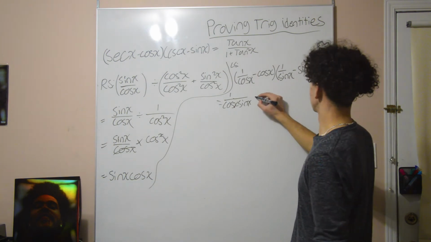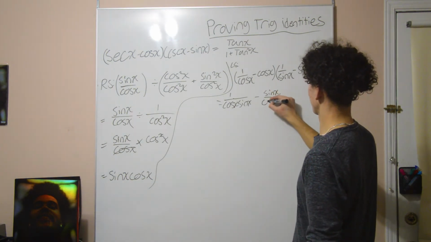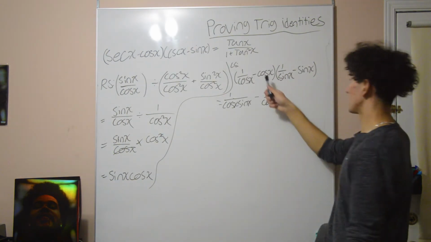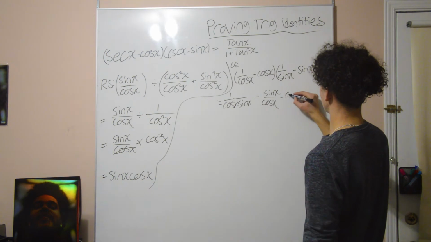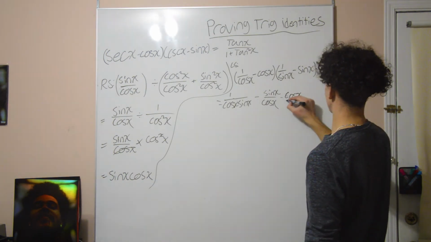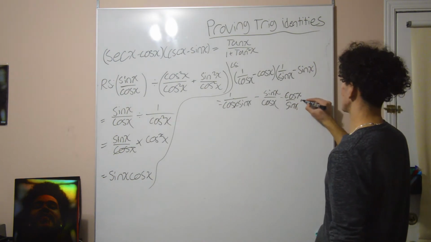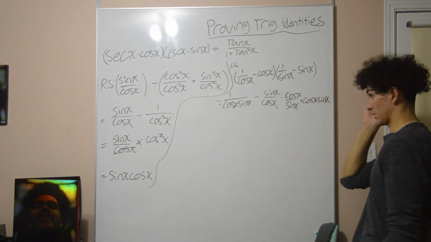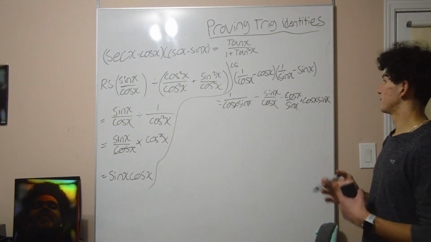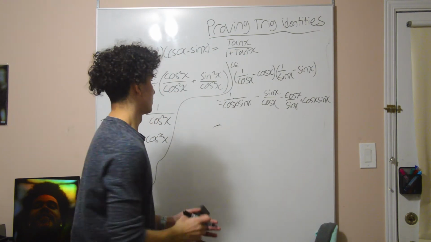That times that is equal to negative sine x over cos x. Now this times this is negative cos x over sine x. And that times that is equal to positive cos x sine x, just like that. So, from here, what do we do? Well, we can keep going. My bad.